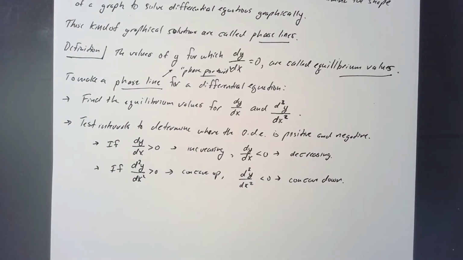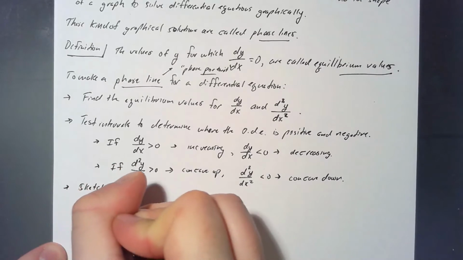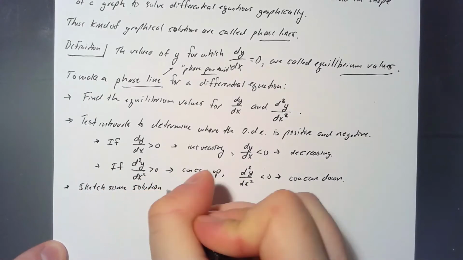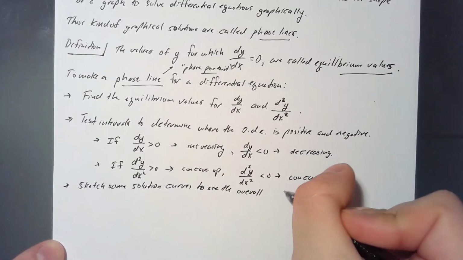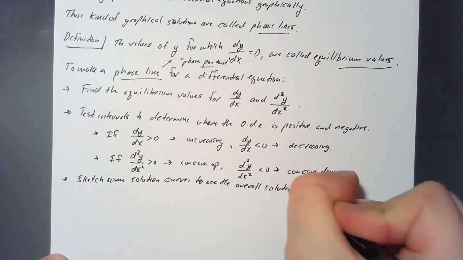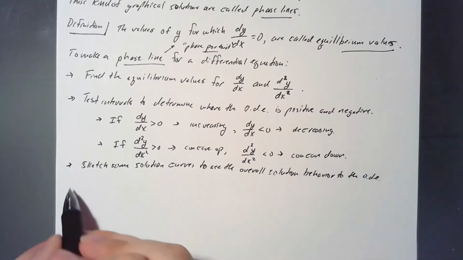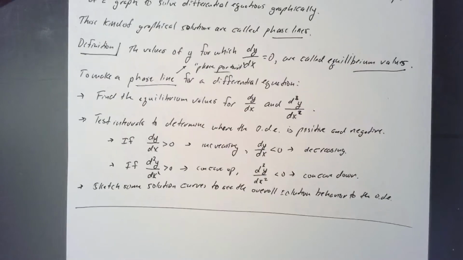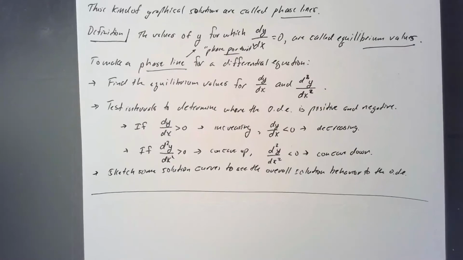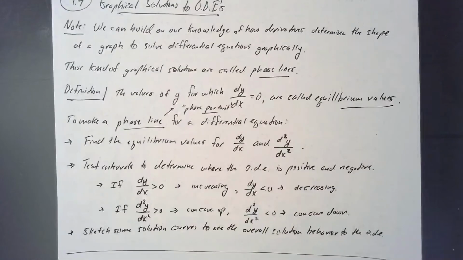Okay, so after we do this, then we just sketch some solution curves to see the overall solution behavior to the ODE. And that's basically it when it comes to constructing a phase portrait. This is very familiar to you from Calc 1, and we're going to do it the same way, really. Once I look at a few of these examples, that'll be it for this section. This section's pretty efficient.